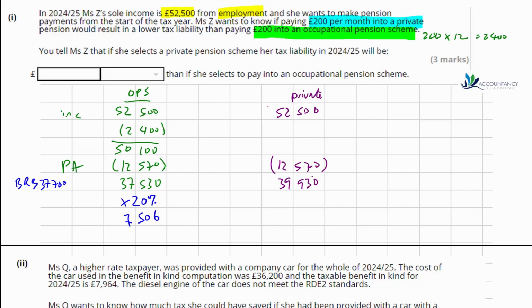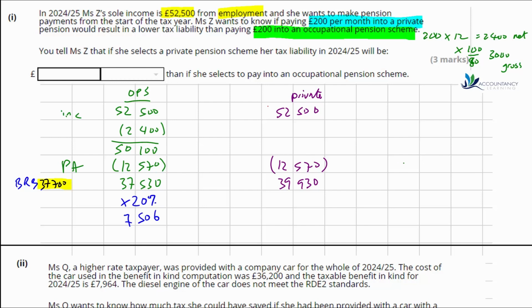Now we can see that some of that could go outside the basic rate band, couldn't it? But remember, because we're paying into a private pension scheme, we can increase our basic rate band. So that $2,400, remember, that is the net amount. So what we need to do is multiply by 100 over 80 to find out what the gross amount was. So 2,400 divided by 80 multiplied by 100 would give us 3,000. So that's the gross figure.